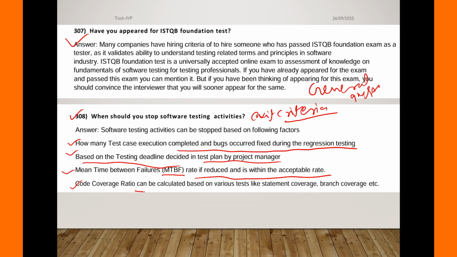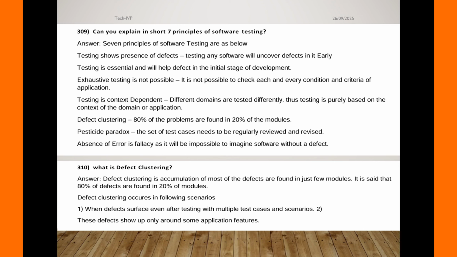Code coverage ratio can be calculated based on the various tests like statement coverage, branch coverage, etc. The next one is, can you explain the 7 principles of software testing? The first one is testing shows the presence of defects. Second, testing is essential, it will help find defects at an initial stage of development. Third, exhaustive testing is not possible. Fourth, testing is context dependent.